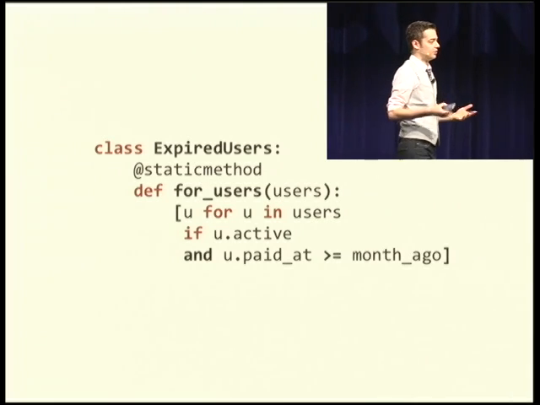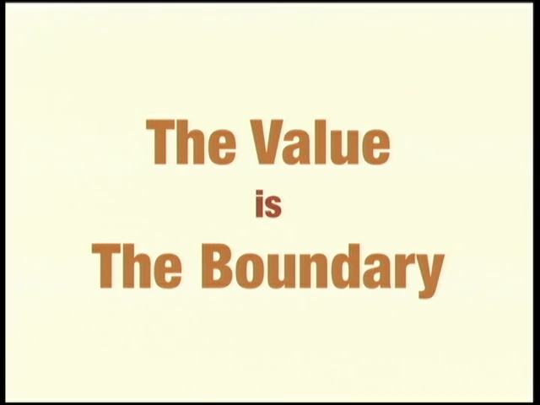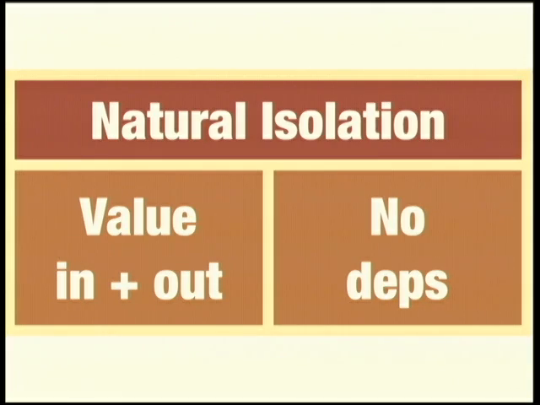At a higher level, at a sort of conceptual level in the system, what's happening is that the value is now the boundary. It used to be the case that the sweeper called user mailer, and those were the boundaries from sweeper. Now the boundaries are values. They're just pieces of data that we can reason about easily. So to get natural isolation, you need to do value in and out, meaning functions. You need to remove all of your dependencies, and then everything will be isolated for free.